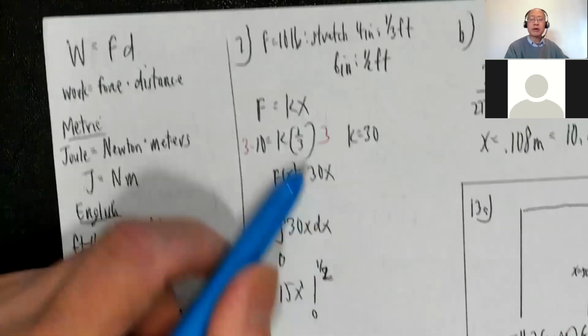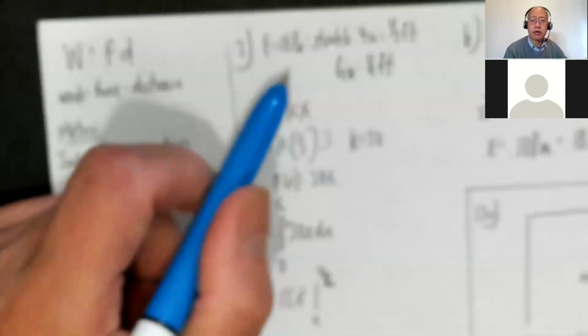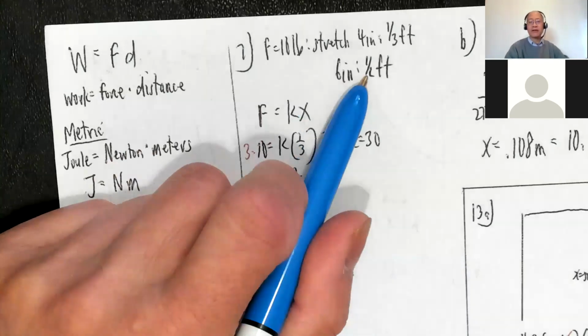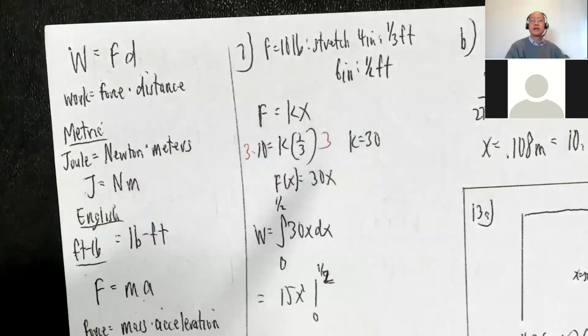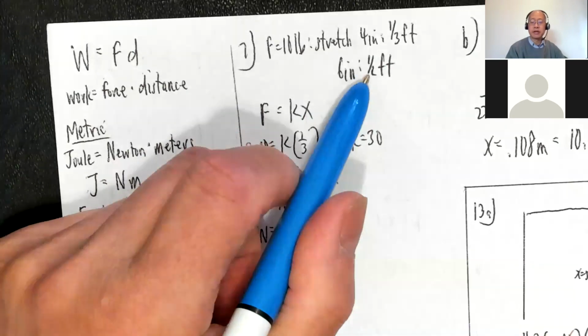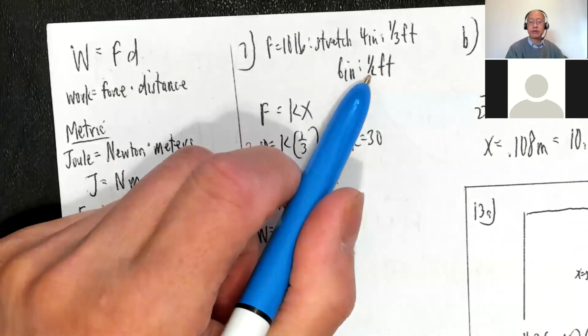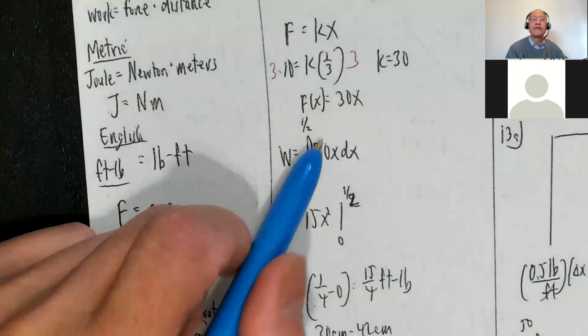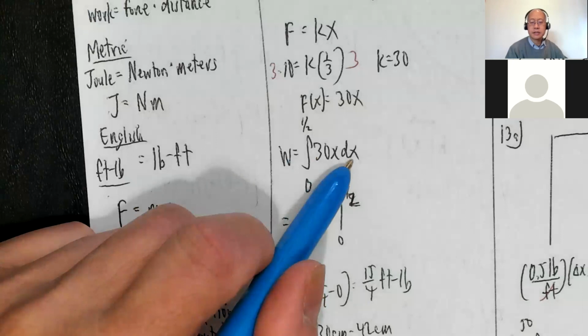All right, and the second part of the problem, it says, how much work is there in going from home to 6 inches? And as we said, I have to plug in a half. It's half a foot because everything's in feet for English system here. They made me go through the trouble of doing it in inches. All right, so I'm integrating from 0 to 1/2 of 30x dx.